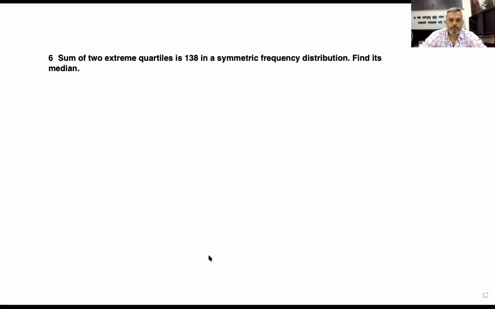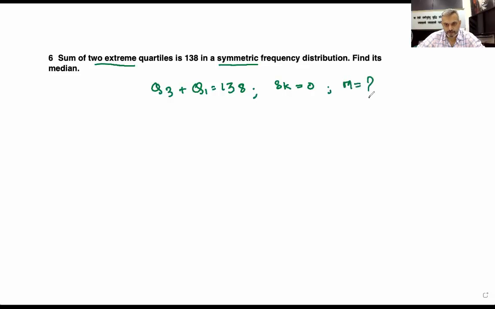Sum of two extreme quartiles is 138 in a symmetric distribution. So this is important. Find its median. So sum of two extreme quartiles, so Q3 plus Q1 is equal to 138. It's a symmetric frequency distribution. So skewness is equal to 0. Find its median. So M is what we have to find.